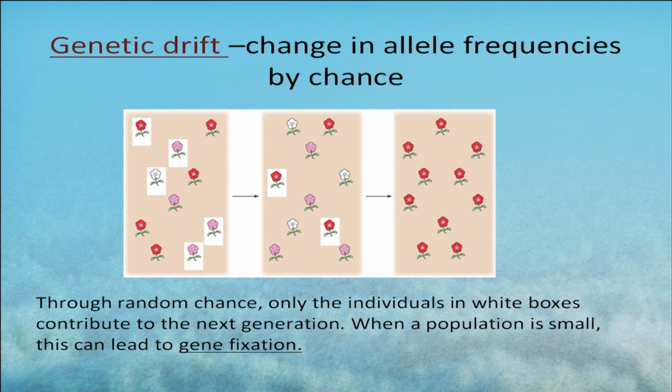Now notice what happens in the final generation. All the offspring are going to be red. This means there's no more white or pink flowers. We have lost the alleles for those flowers. So through random chance, individuals mate. We have drift in the allele frequency, and this can lead to something called gene fixation when the population is small. Now that's a really key idea, when the population is small.